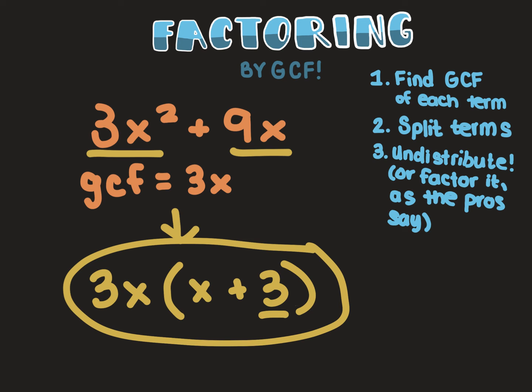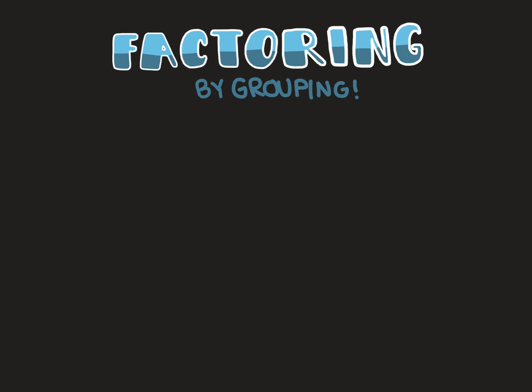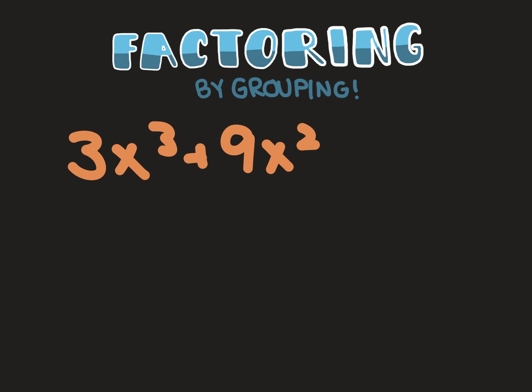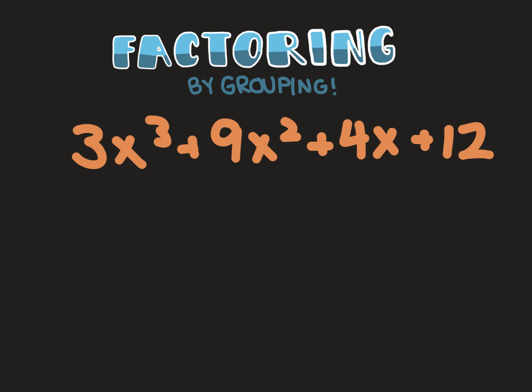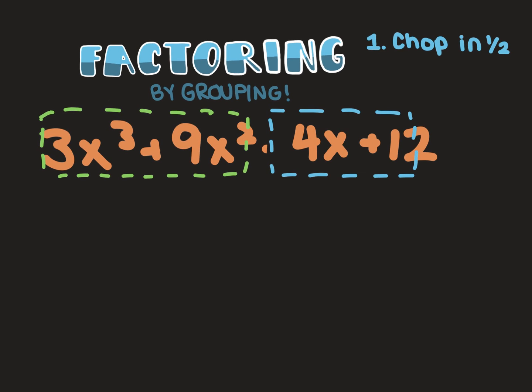So as you get more comfortable with factoring, you can just skip the split term step and just go straight to doing it like this, and it saves you some time, but feel free to split the terms if you need to. So now that we've got that mastered, let's move on to level 2, which is factoring by grouping. So this method is pretty similar to using the greatest common factor, but it's used for bigger equations like 3x cubed plus 9x squared plus 4x plus 12. So this definitely looks scary, but we're going to start by chopping it in half. So now we just have two manageable equations that we can factor by GCF.